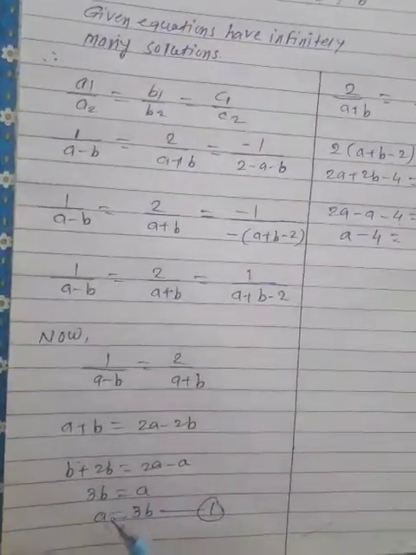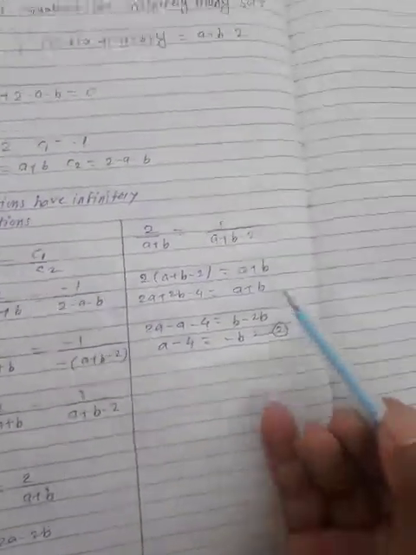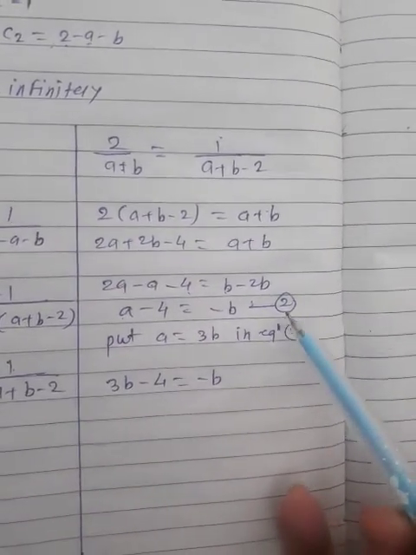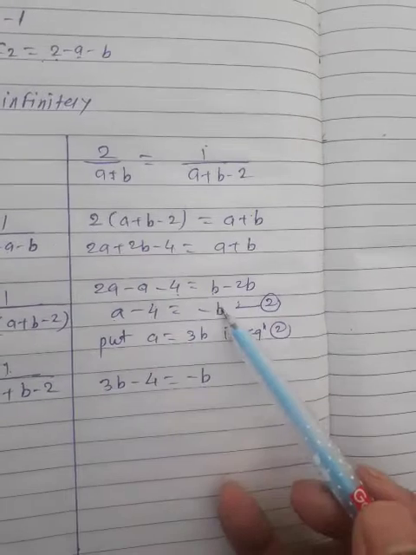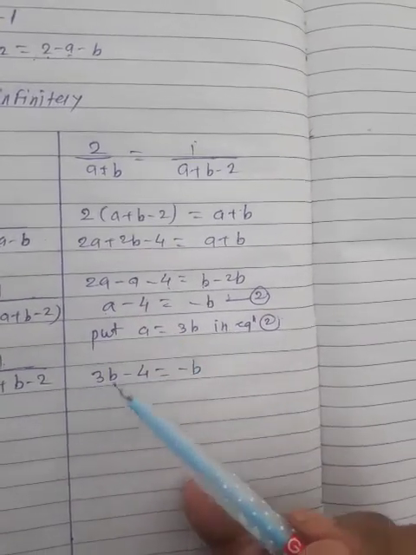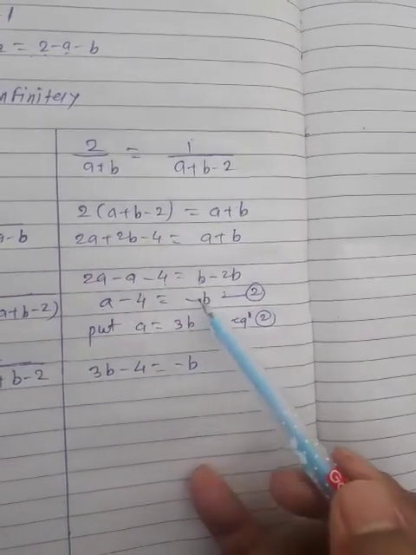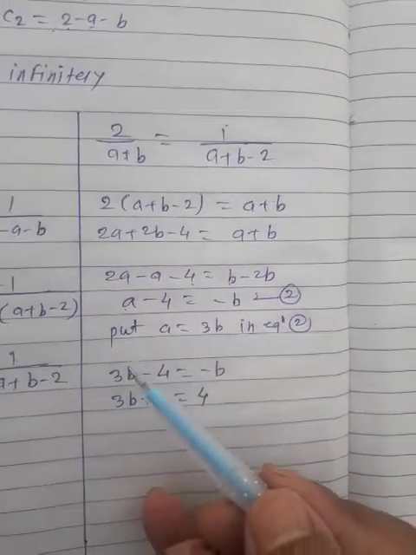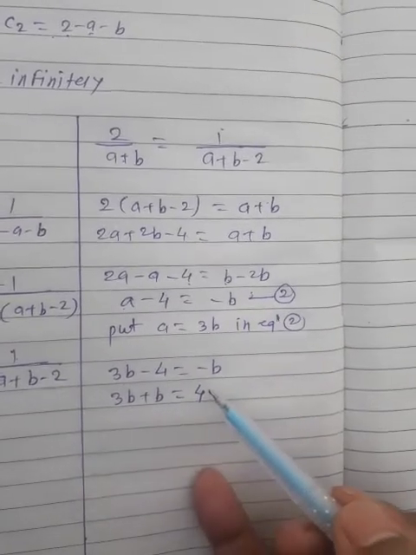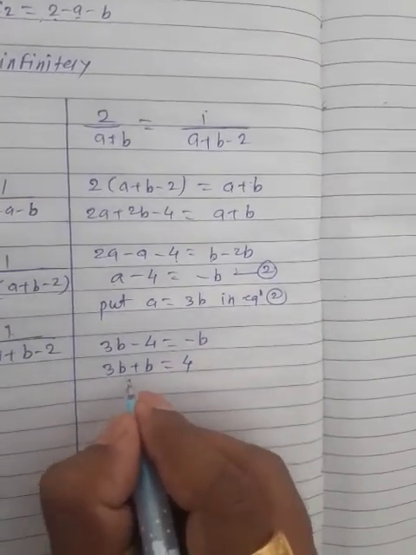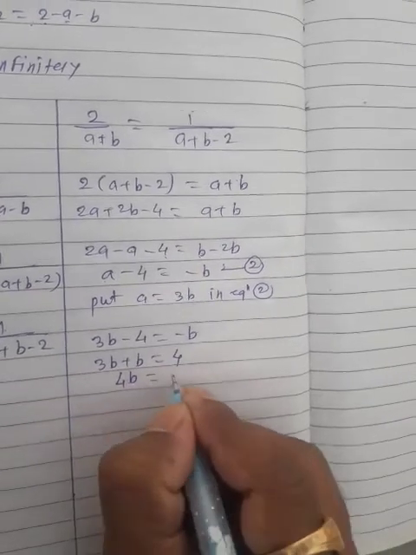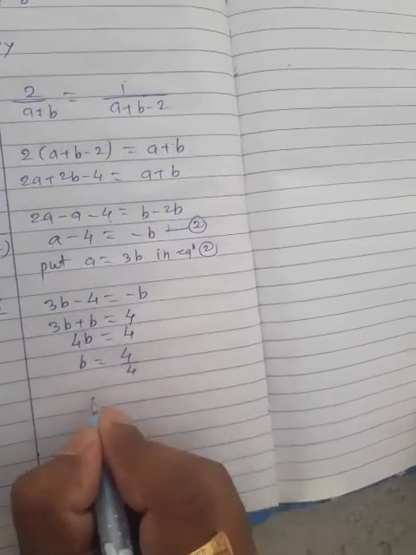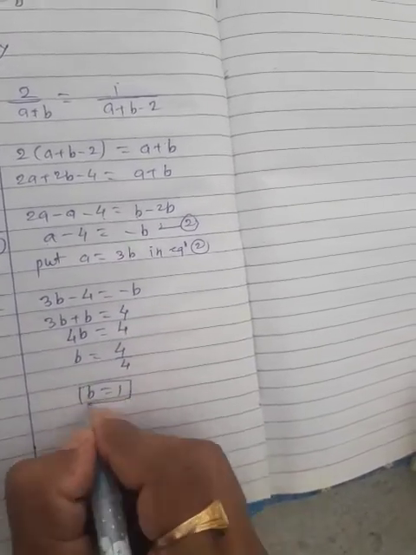Put the value of a is equal to 3b in equation number 2. So a minus 4 is equal to minus b. Replace this a by 3b. So 3b minus 4 is equal to minus b. Again shift the like terms to the same side. So it becomes 3b plus b, and this minus 4 becomes plus 4. 3b plus b, that is 4b, is equal to 4. Therefore b is equal to 4 by 4. Therefore b is equal to 1.